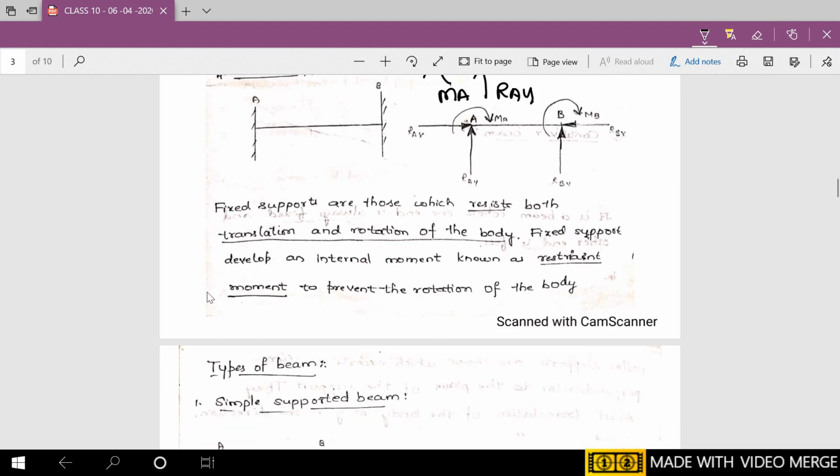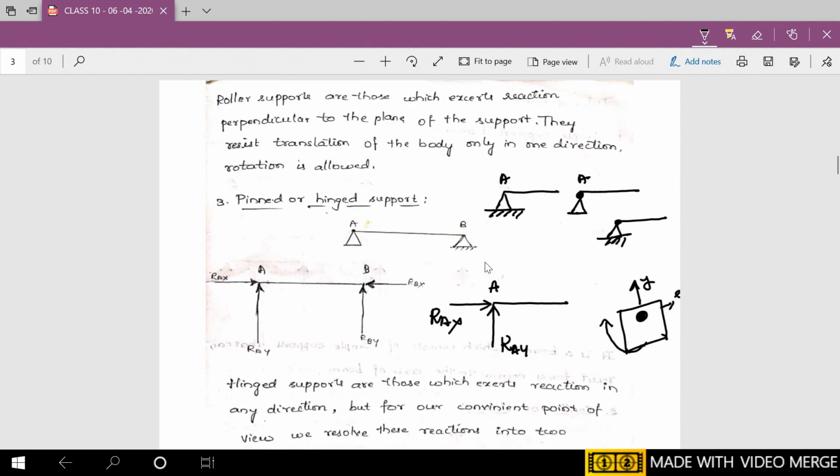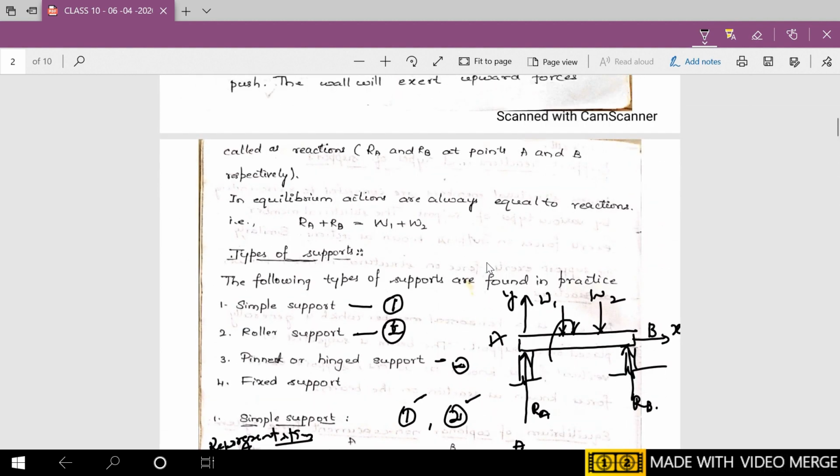So a fixed support develops the internal moment known as restrained moment or resisting moment. It is also called resisting moment. So fixed supports are those which will resist both translation and rotation of the body. So these are the four types of supports. Here you can say three reactions are there.